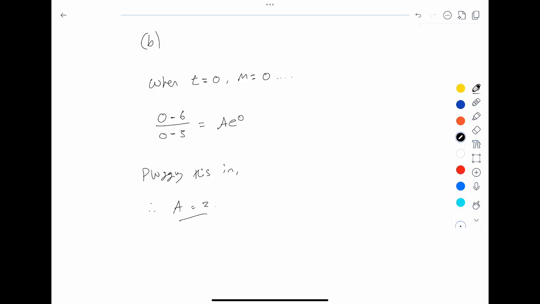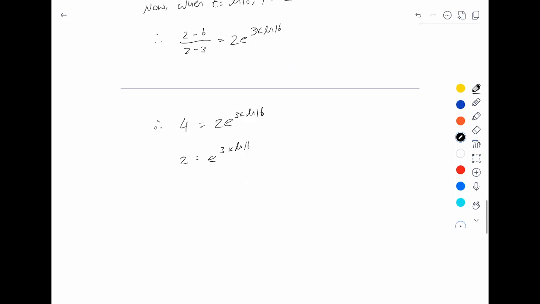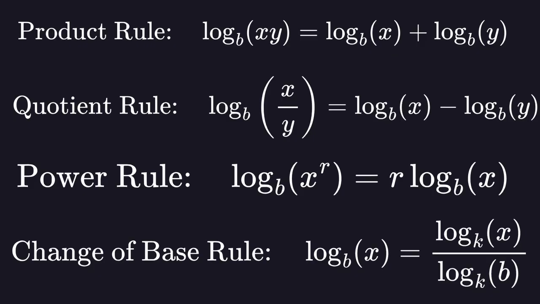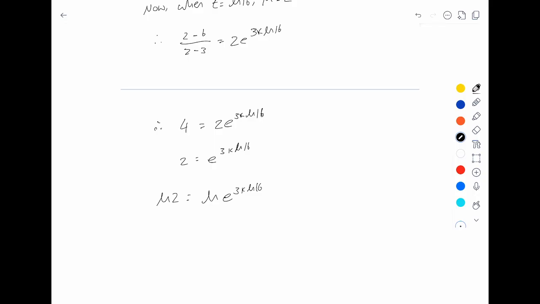Plugging in our first condition, we get a is equal to 2. Meanwhile, plugging in our second condition gives us 2 is equal to e to the power of 3k ln 16. So how do we solve from here? Well, remember your ln rules. From here we just say that ln 2 is equal to ln e to the power of 3k ln 16.